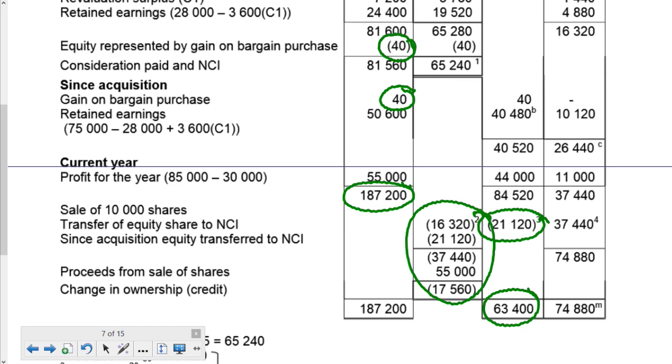So that's the main purpose of doing this analysis, is to get the retained earnings and NCI numbers, isn't it? So here they are at the end, here they were at the beginning. There's the 4520 that we worked out, and the 26440, and there's the 74880 that we had at the end, isn't it? So there's the end numbers. So that's the purpose of doing it. If you can do it in a different way, a quicker way, then it's beneficial. So that's the change in ownership question.